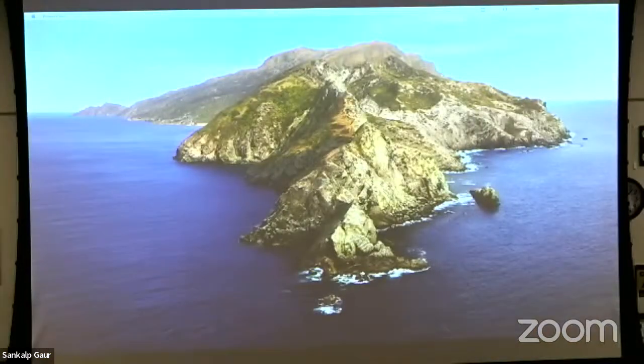Let me, rats. Okay. What's it done? Slideshow.